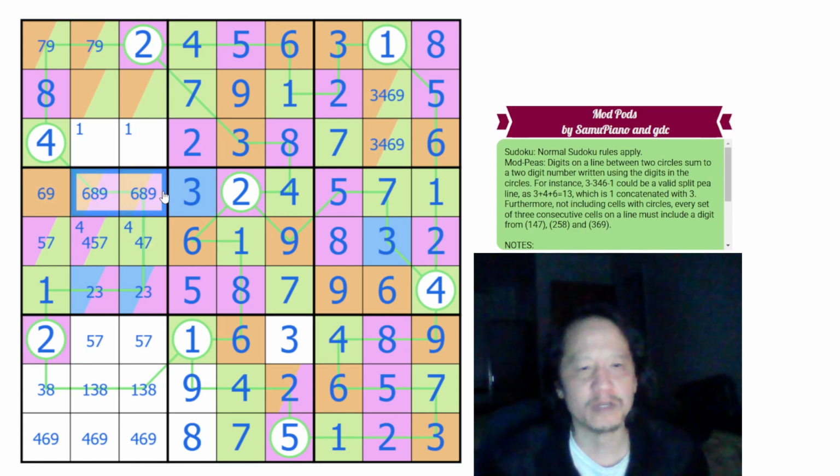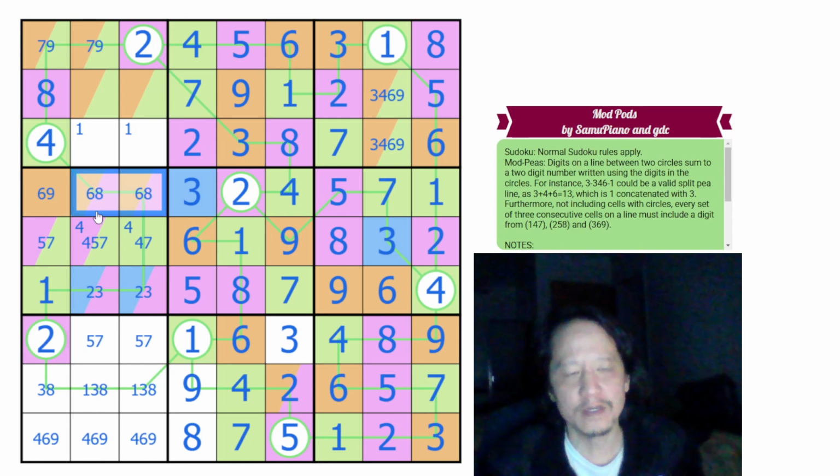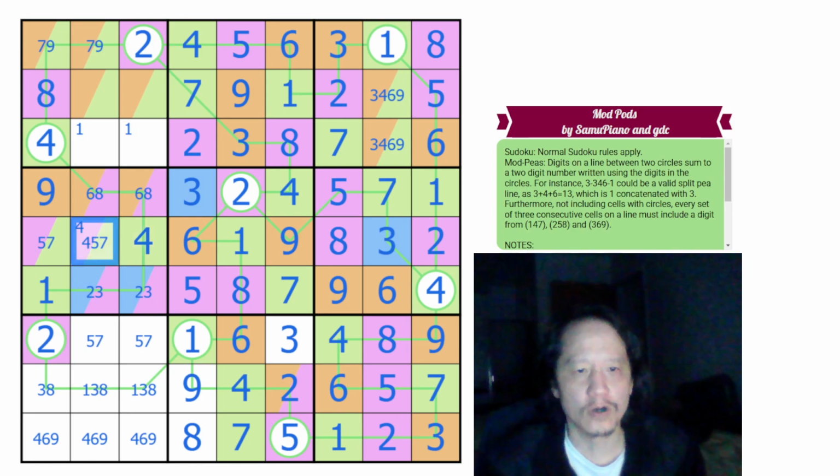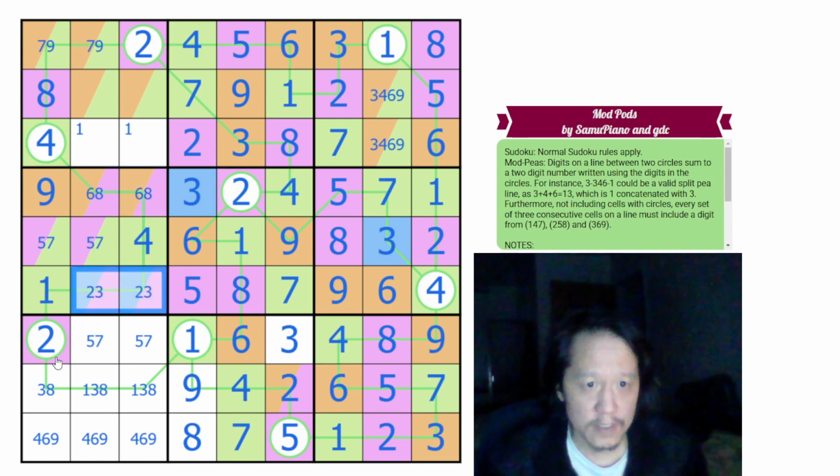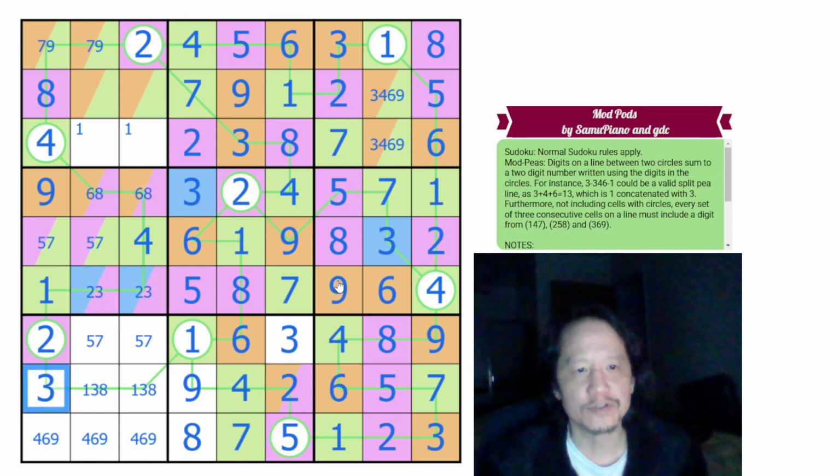So it has to be the minimum then. Therefore, this has to be 6 and 8. This has to be 9. This has to be 4, and this can no longer be 4. So this is 6 and 8. Now this can't be 8 anymore, therefore this is 3. This can't be 4 or 9, therefore this is 6, so these can't be 6. This can't be 4, so this is 9, which makes that a 4.